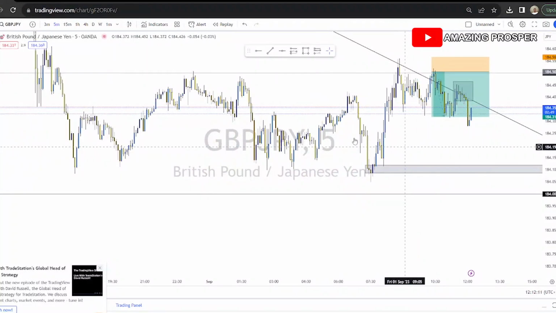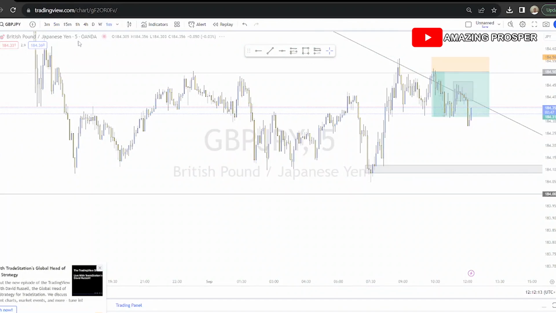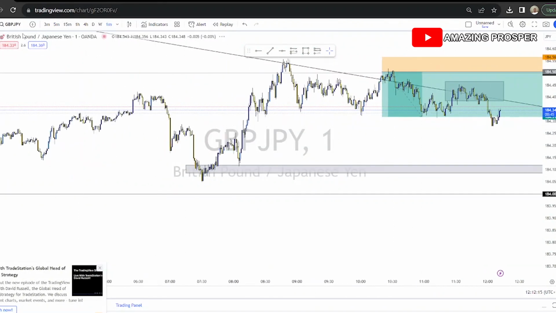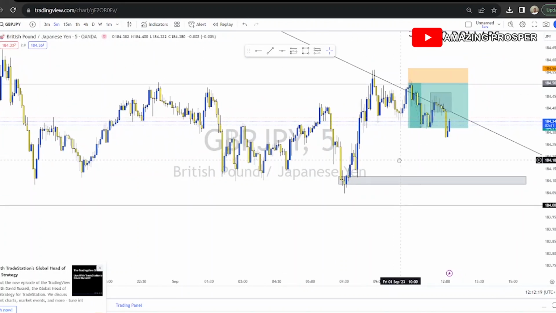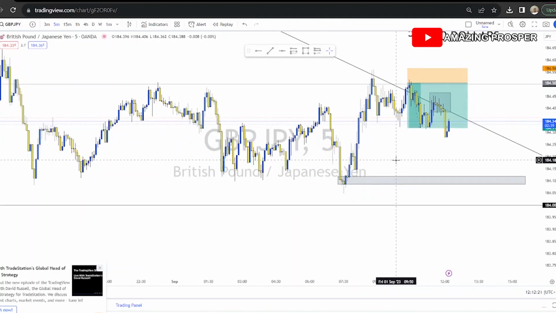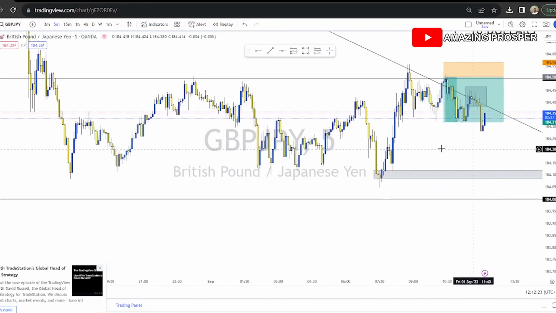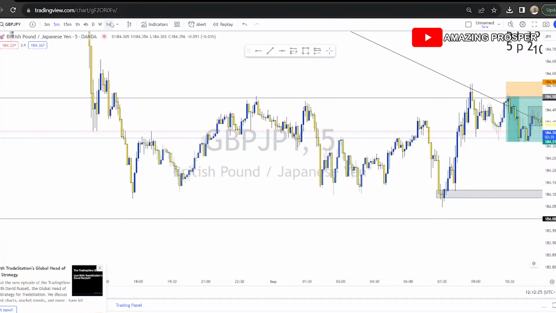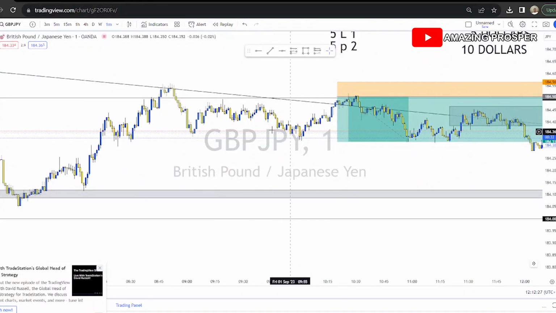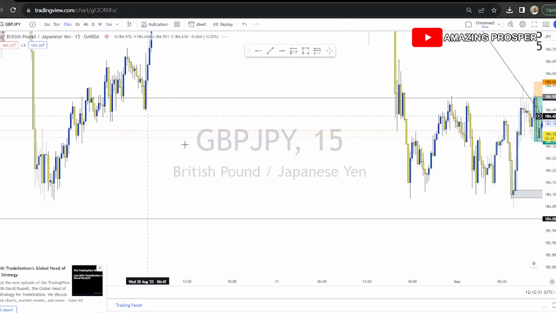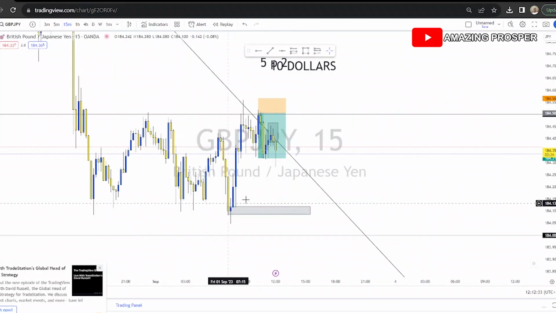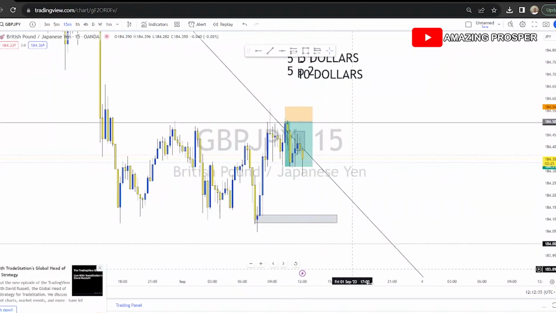Very simple. Remember what I said. You are taking your positions on a 1 minute time frame and 5 minutes time frame. That's where you're taking trades when you come to scalping. So that's pretty simple. Remember, 1 minute time frame, 3 minutes, 5 minutes, and 15 minutes. That's where you'll make your decision so fast. And that's how you trade as a scalper.